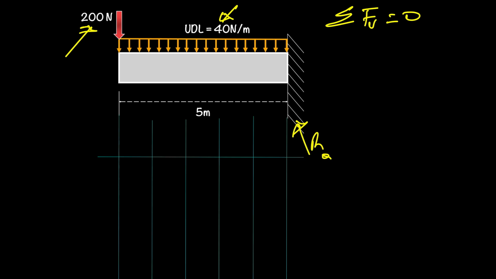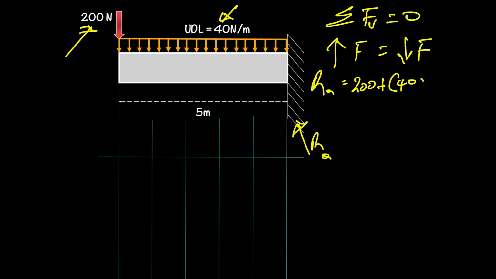And what that will look like is, if we take the forces going upward and sum them, they should equal the forces summed that are going downward as well. So the only force that we have going upward here is the RA, and that will be equal to our 200 newtons that's going downwards, and we'll add to that our UDL, so that's the 40, and it spans across 5 meters, so that's why we multiply the 40 times 5.